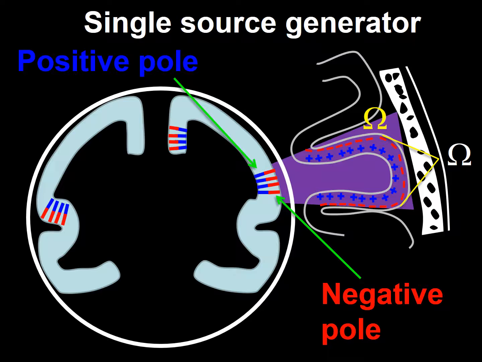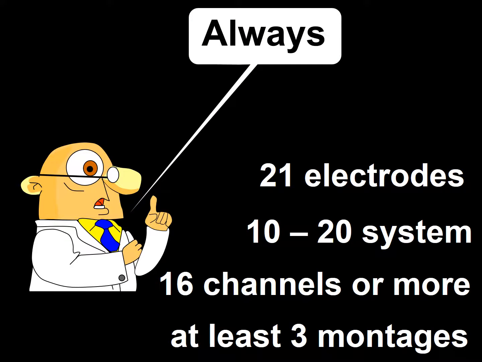Of these assumptions and others not mentioned, the only one we can do something about is trying to put a recording electrode over or close to the generator. For this purpose, the American Clinical Neurophysiology Society guidelines from 2016 recommended to use 21 electrodes, to use the 10-20 system for electrode placement, to simultaneously display no less than 16 channels, and to use at least 3 different montages during the review of each electroencephalogram.